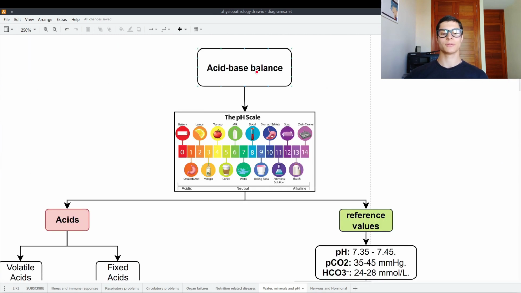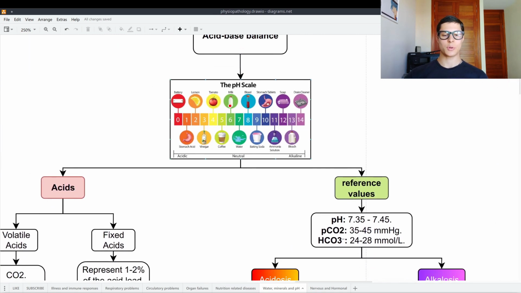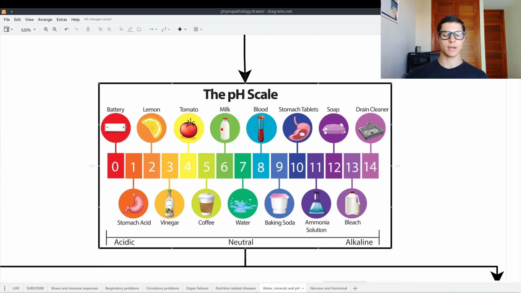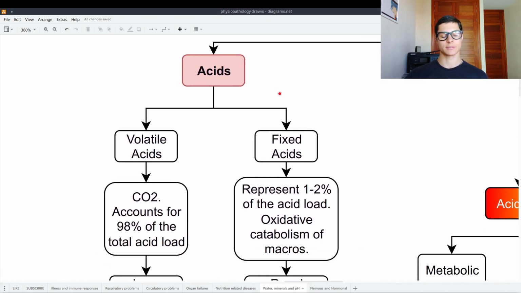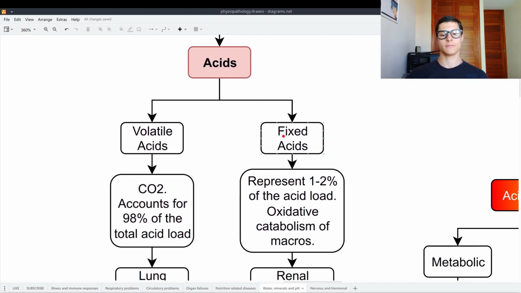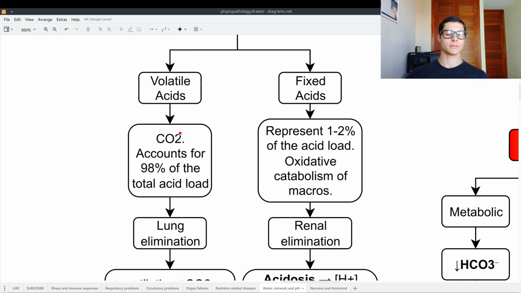And now we talk about acid-base balance. So you have to know that there is a pH scale that goes from 0 to 14, and that water and our blood should be around 7, so neutral pH. Let's take a look at the acids. We have volatile acids and fixed acids. In the volatile acids we have the CO2, which accounts for the 98% of the total acid load, which is very, very high.